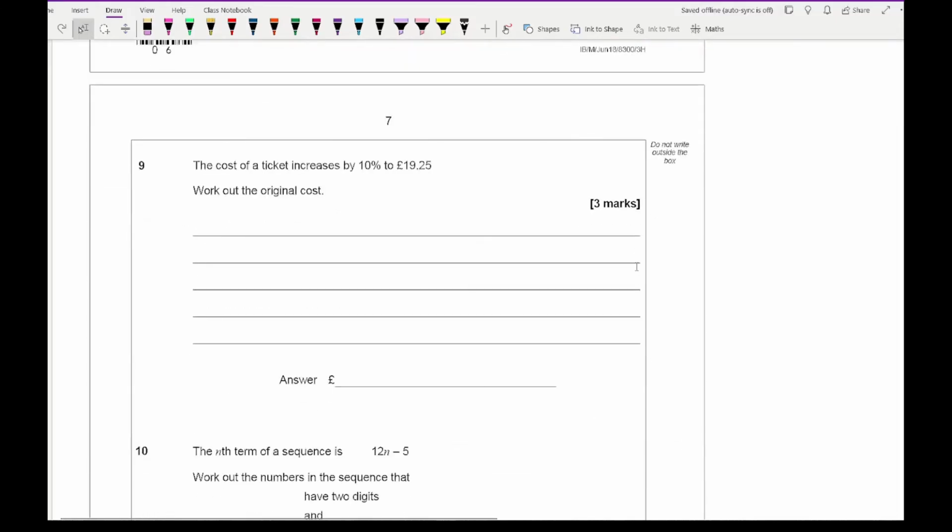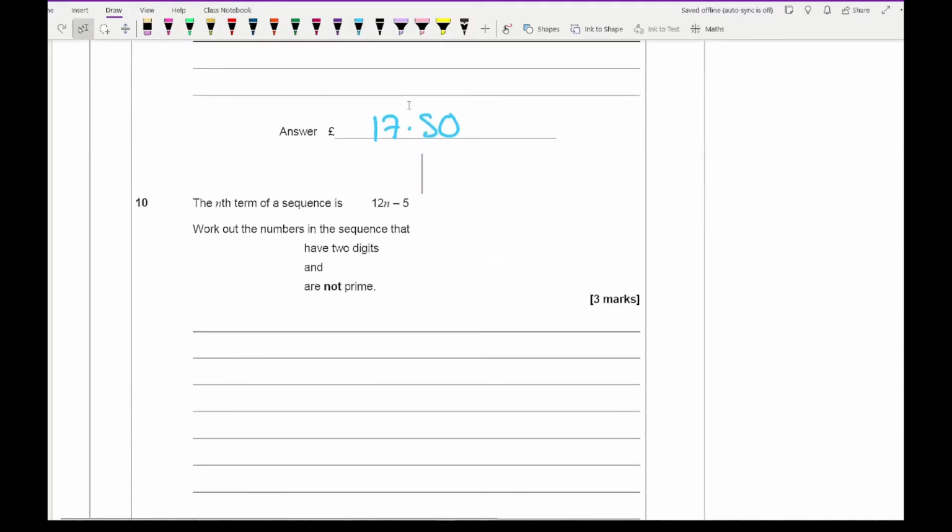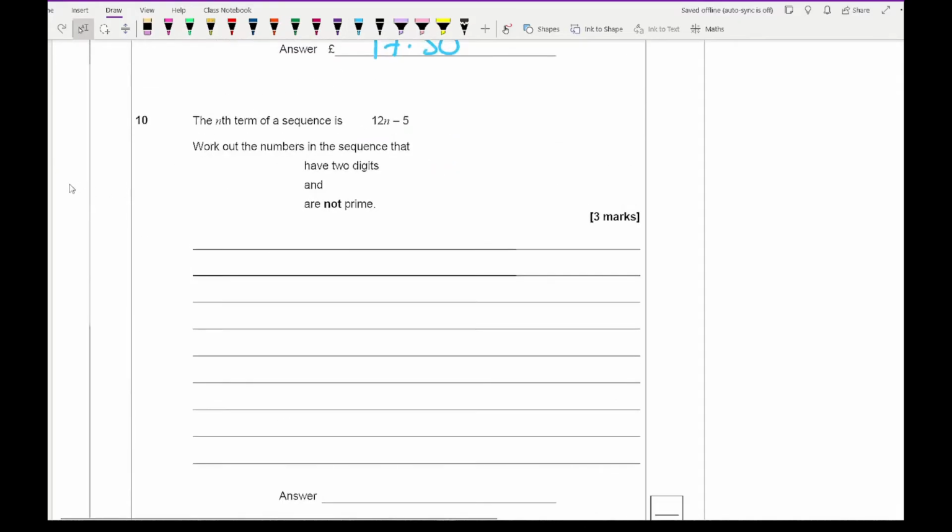Then with question 9, it says the cost of a ticket increases by 10% to £19.25. Work out the original cost. So this is a reverse percentage question. So it's going to be 19.25. Now, when we're increasing by 10%, that's a decimal multiplier of 1.10 or 1.1. Now, because we're doing reverse, rather than multiplying, we are going to be dividing. And if I type that into my calculator, I get an answer of £17.50.